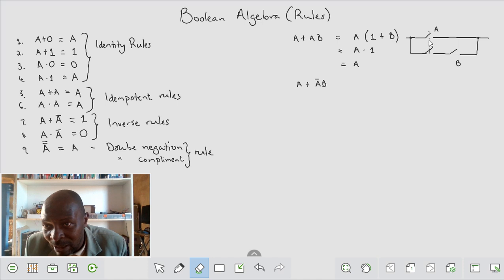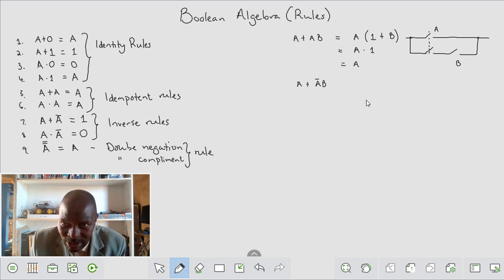So if A is open, it will be open also the side. So there's no way power can pass. If A is closed, it doesn't even matter what B is. So if A is open, there's no power. If A is closed, there's power. So it doesn't really even matter what B is. That's why this one does not care about B. It was easy to do the maths and factorize there. It's so difficult to do the maths here.